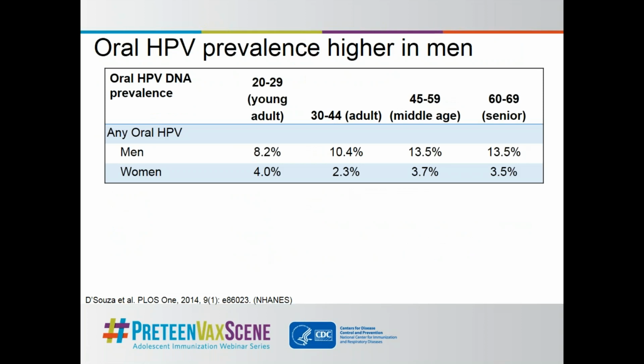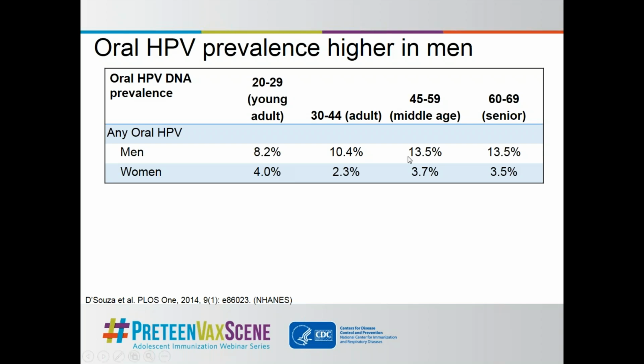Now, with most sexually transmitted diseases, we expect to see that the peak prevalence is in the 20s, where people have their most sexual partners, and then the prevalence decreases with age. With oral HPV infection, that's not really what we see. So if we look in men who are in their 20s, 30s, 40s, 50s, 60s, the prevalence of oral HPV infection is somewhat common, which is surprising.